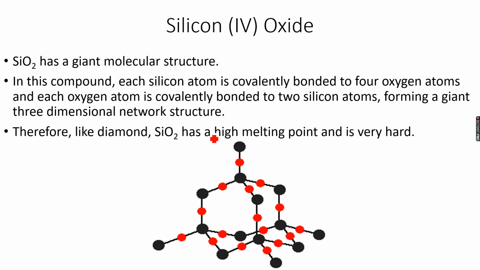So this is also forming a 3-dimensional network structure like diamond, and therefore just like diamond, SiO2 has a high melting point and is very hard. That's why it is used mostly in furnaces, because it will not melt at high temperatures. Yeah, so that's the reason.